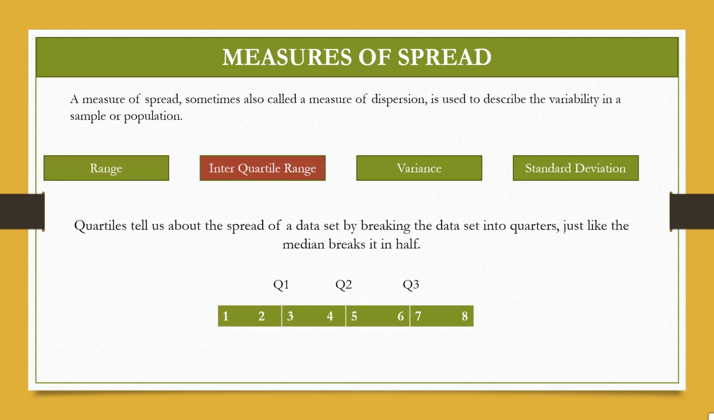Next, we have interquartile range. Before we discuss interquartile range, let's understand what a quartile is. Quartiles basically tell us about the spread of a data set by breaking the data set into different quarters. Just like how the median breaks the data into two parts, the quartiles break it into four quarters. So to better understand how quartile and interquartile range are calculated, let's look at a small example.